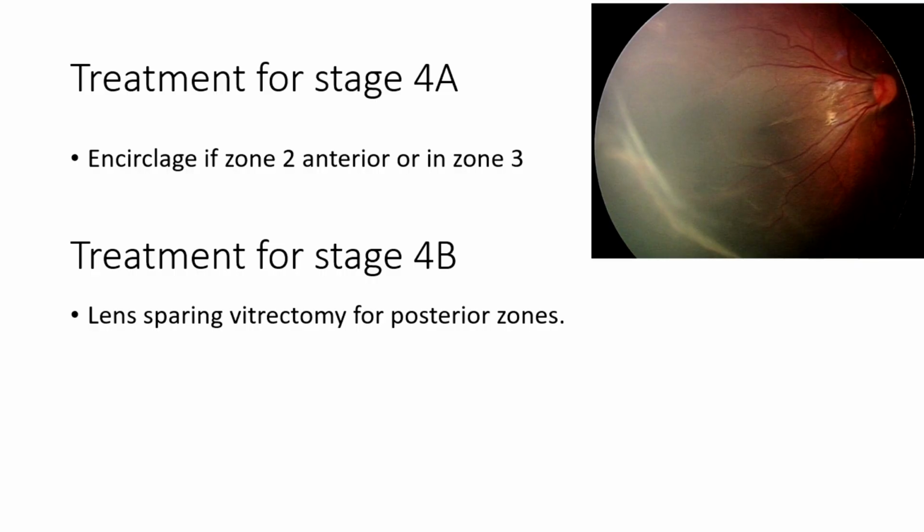Yeah, so you do an encirclage. So in this case, you see the RD is extending posteriorly. The fovea probably is spared. It's going all the way here. So here you can choose to do encirclage if it works because the fovea is still attached. Or you go for lens sparing vitrectomy because it's 4B. 4B means macula is detached.